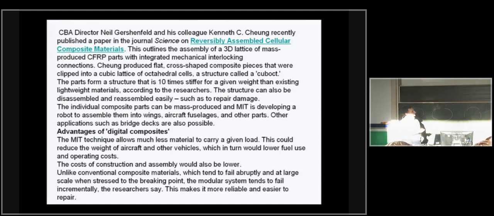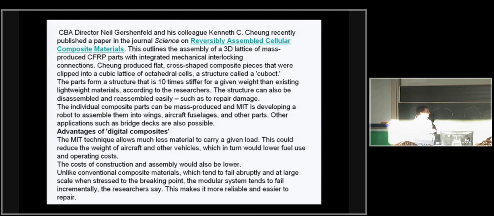And they call them digital composites because you can build them up from specific units, and it's like ones and zeros, and you can create anything you want. The MIT technique allows much less material to carry given loads. The cost of construction and assembly would also be lower. That's where it's going to be interesting. I'll show you what the concepts are.